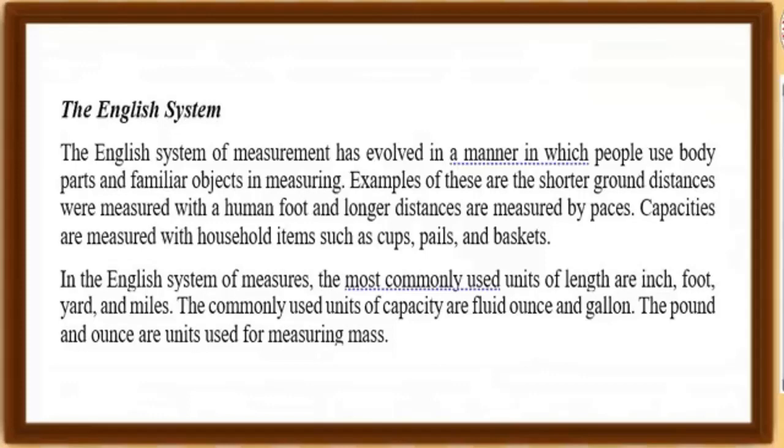In the English system of measures, the most commonly used units of length are inches, foot, yard, and miles. The commonly used units of capacity are liquid ounces and gallons. The pounds or ounces are units used for measuring mass.